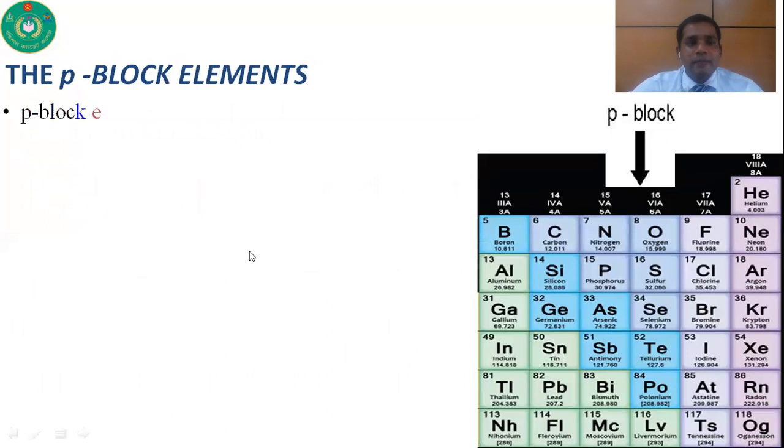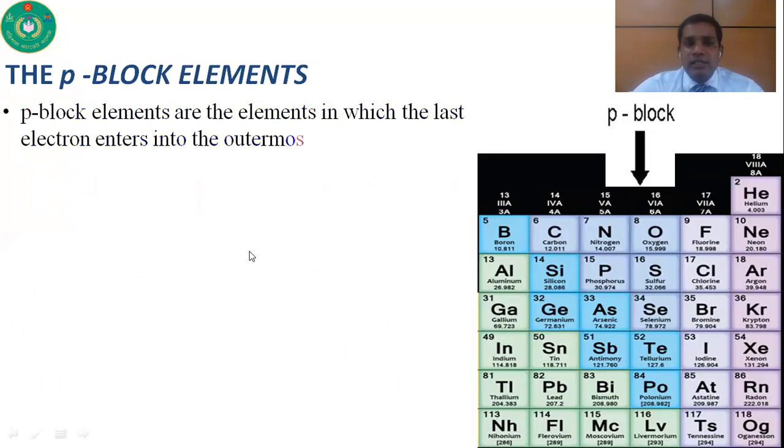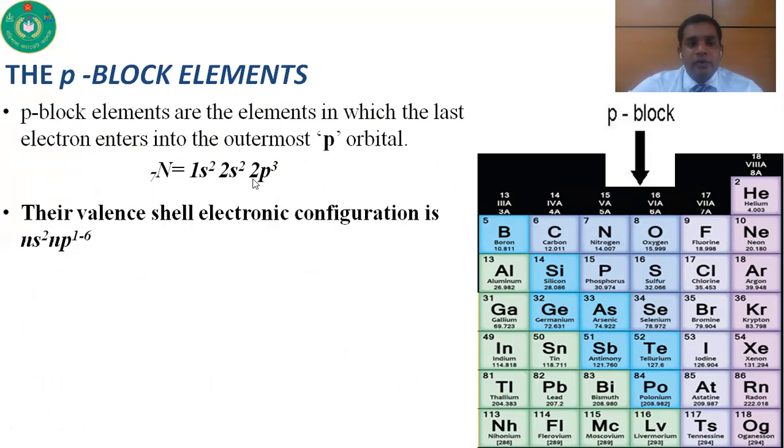Now, p block elements. P block elements are the elements in which the last electron enters into the outermost p orbital. Here is an example, nitrogen. Its atomic number is 7. The electronic configuration of nitrogen is 1s2, 2s2 and 2p3. As its last electron enters into p orbital, this is called a p block element. The general electronic configuration of p block elements is ns2, np1 to 6. Here p orbital can accommodate a maximum of 6 electrons.